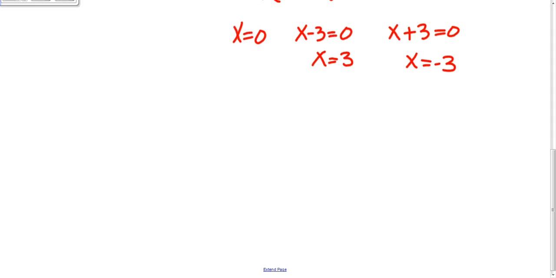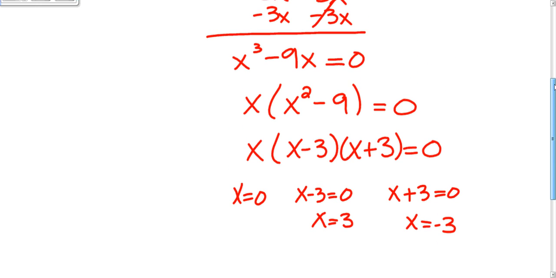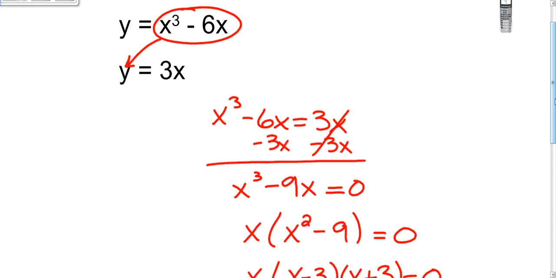So now what you need to do is plug those back into one of the equations to figure out what y goes with it. So I'm just going to take all of those and plug them into this equation right here. One of my solutions was x equals 0. If x is 0 and I plug 0 in right here, then obviously 3 times 0 means that y is 0 also. The other one was x equals 3.